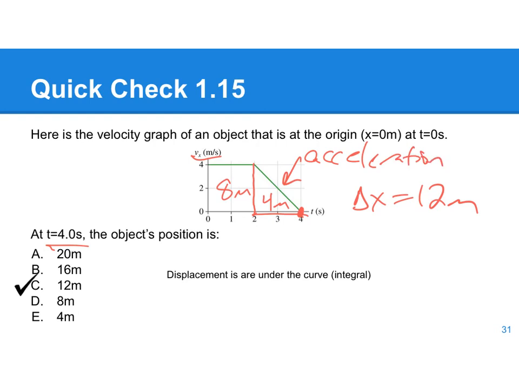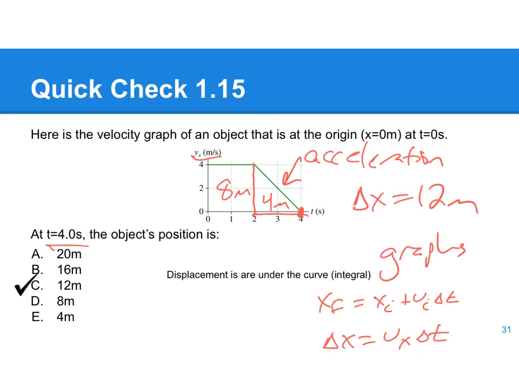But right now we just have a couple easy steps, right? We have xf equals xi plus vi delta t, or we have delta x equals vx delta t, and we can use graphs to help show and explain everything that's going on. So we'll take a look at a little bit more about velocity and acceleration in the next segment.